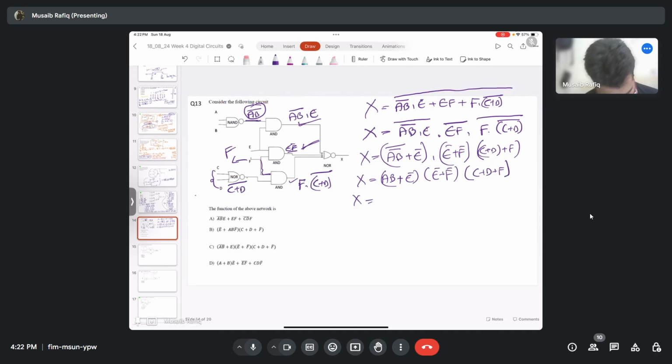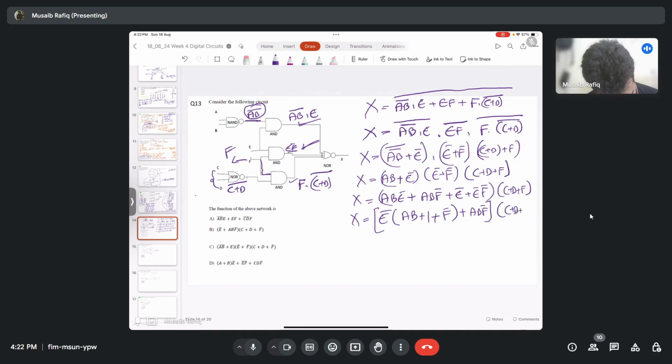So just doing some basic operations, it will be A B E bar plus A B F bar plus E bar dot E bar is E bar, and then it's E bar F bar, and then I have C plus D plus F. X will be equal to, taking E bar common, it will be AB plus F AB plus 1 plus F bar, and then it's AB F bar, and here it is C plus D plus F.